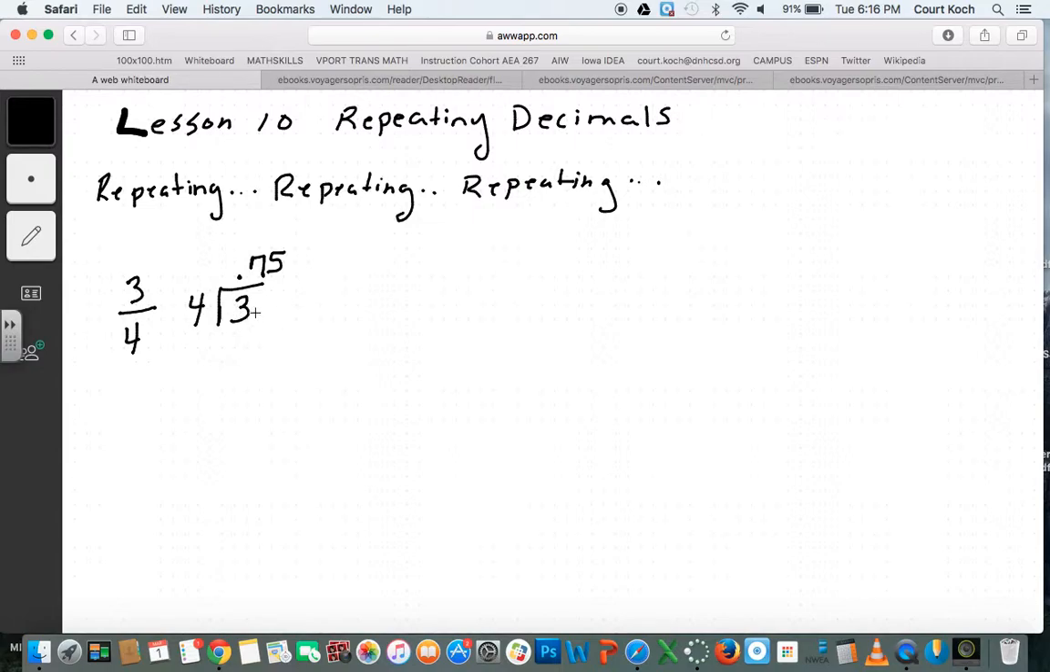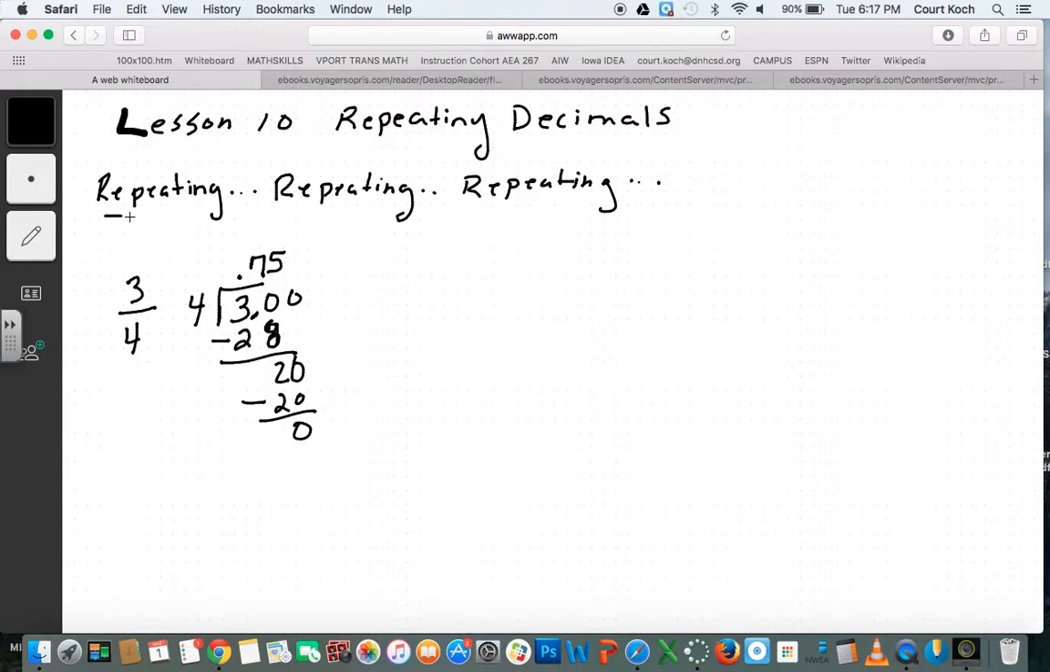Or by doing the long way out, 7, this would be 28. Subtract, 2, 0, bring that down, 5. Doing it like this, it always works out nice and even. With a nice 0, you know you're done.